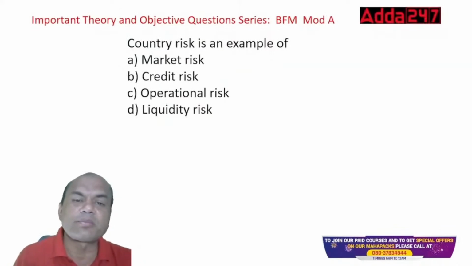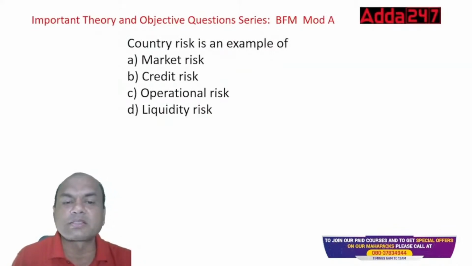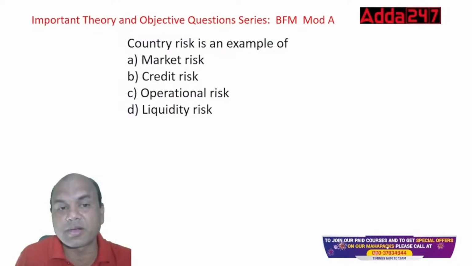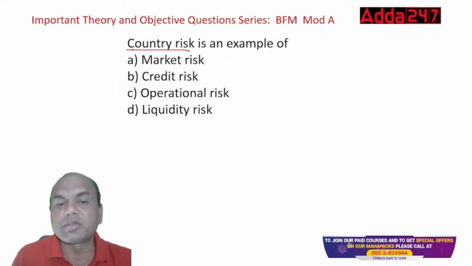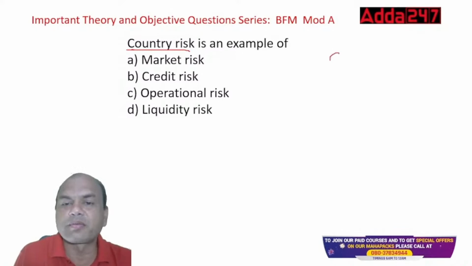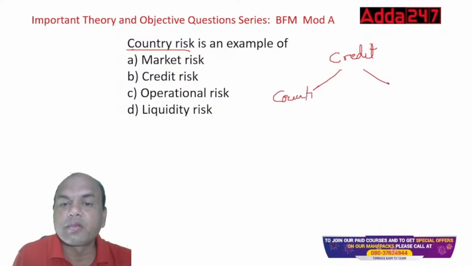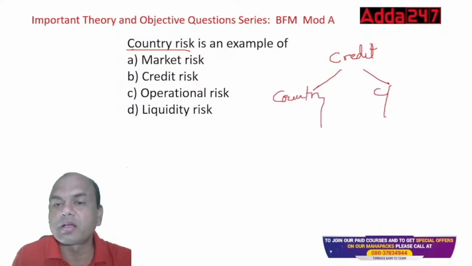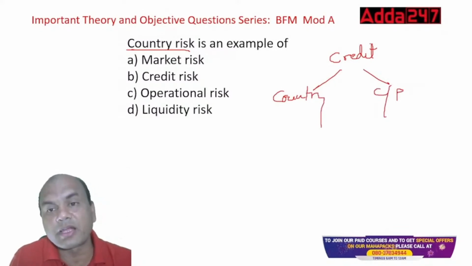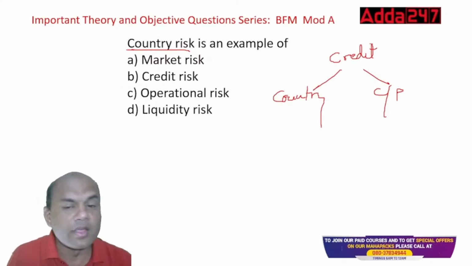Country risk is an example of market risk, credit risk, operational risk, or liquidity risk? Country risk, remember. Credit risk is always of two types. Remember this. One is country and second is counterparty risk. Country risk means the country is in trouble, and counterparty risk means the country is good but your party is bad.